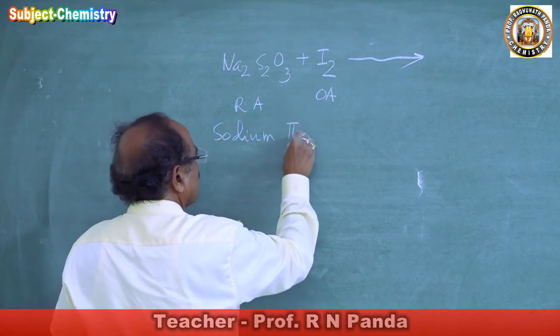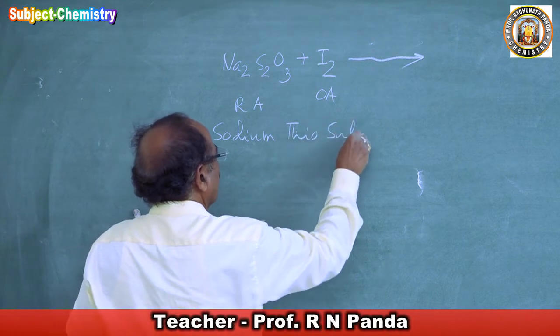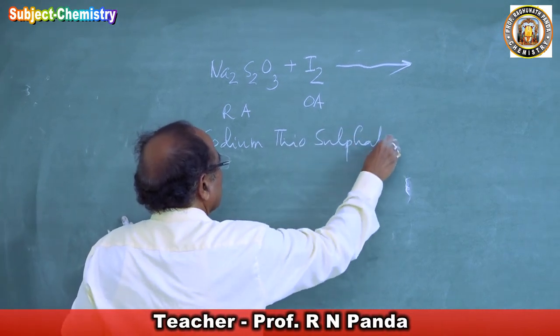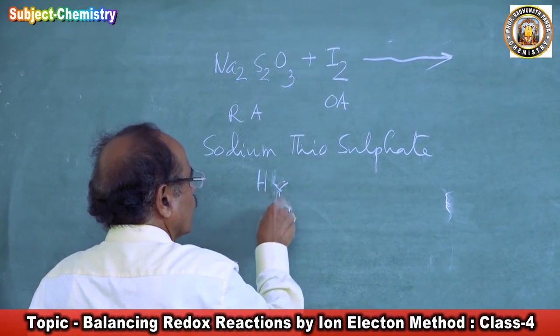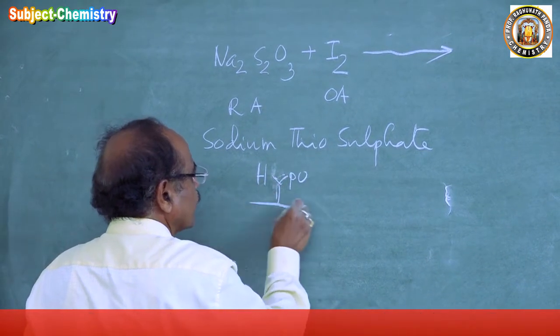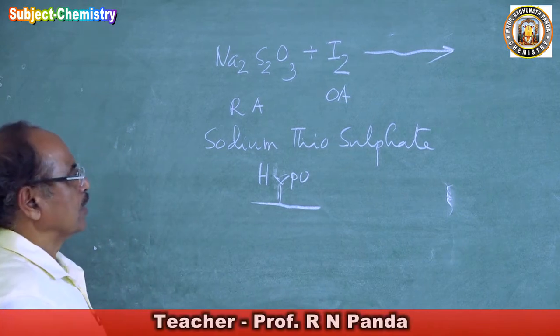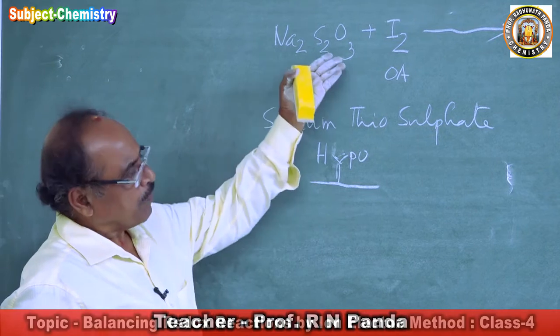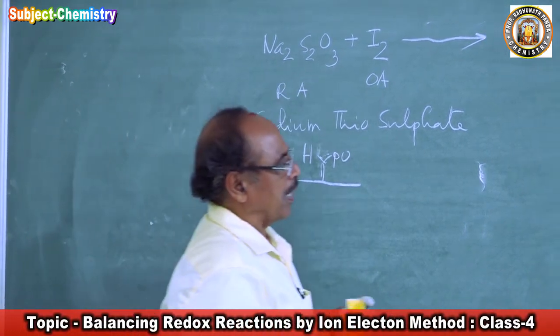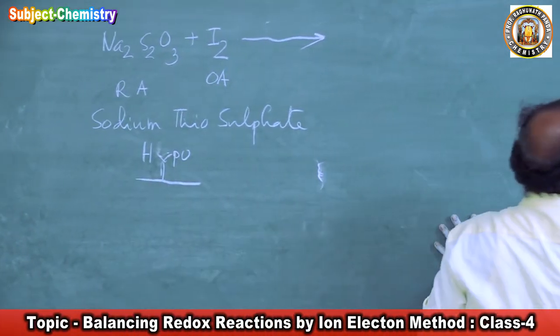Sodium thiosulphate is also called hypo, HYPO. They call it hypo, meaning sodium thiosulphate. The other name for sodium thiosulphate is hypo. So this is a very important reaction. We will be using it in our iodometry titration reactions.